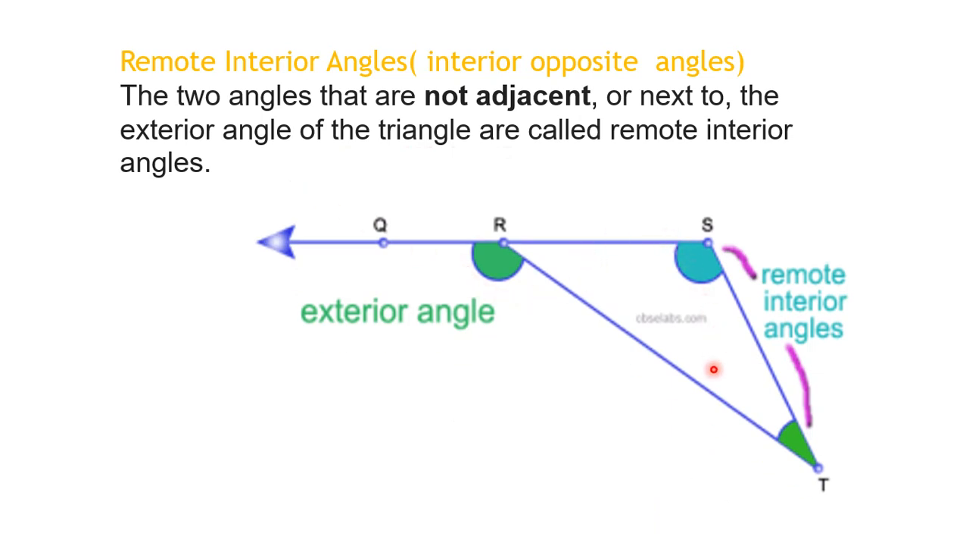RST is the triangle and this is the exterior angle. So the angles which are not adjacent to this exterior angle are angle S and angle T. So these two angles are known as remote interior angles, or we can say interior opposite angles.